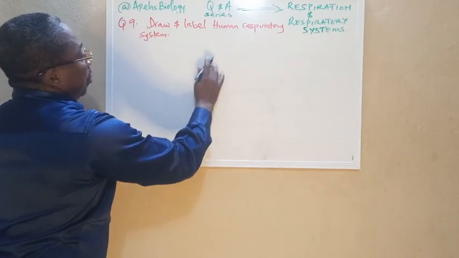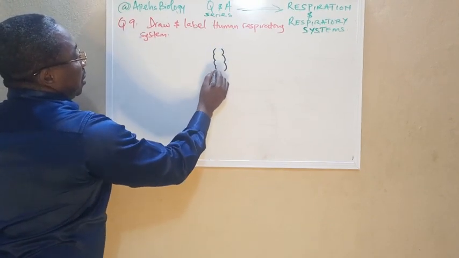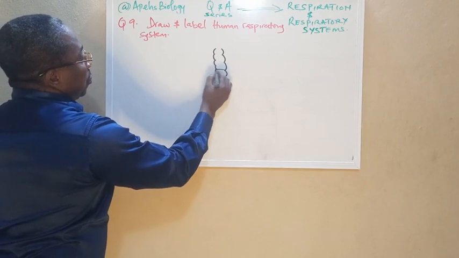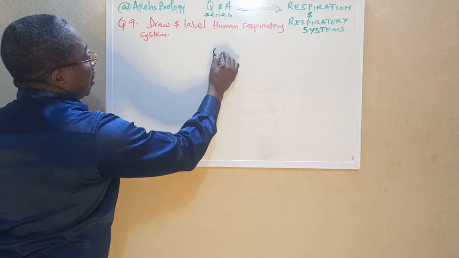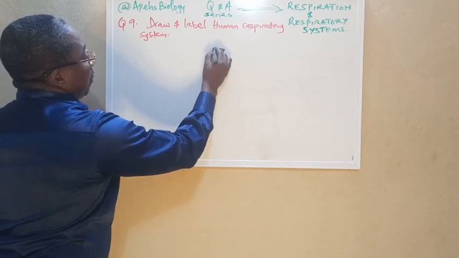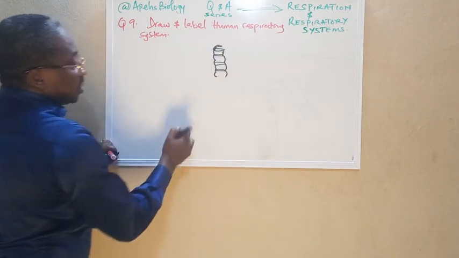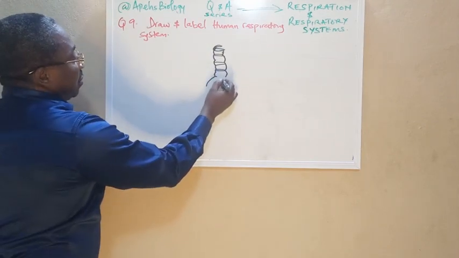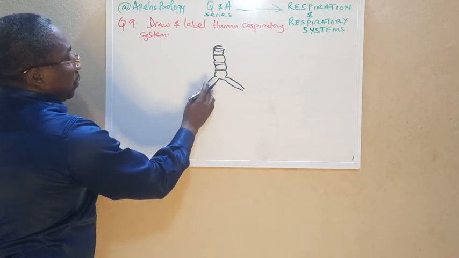human respiratory system like that. Okay, you get this as the windpipe. You show the ring of cartilage. And do not forget, at this point you have the epiglottis at the top there. Very important. And then it has these divisions like that. Okay, like the Y shape.